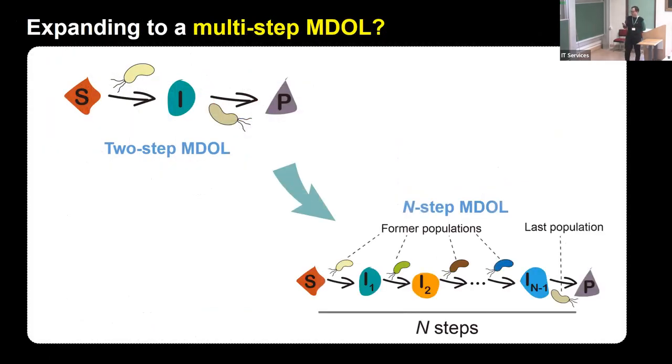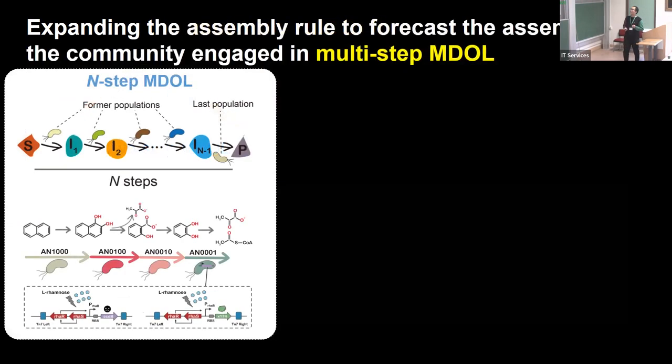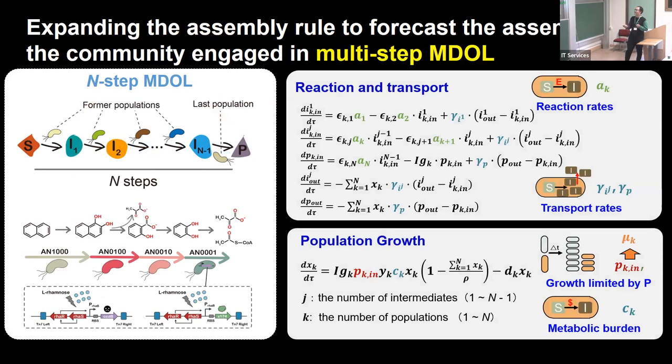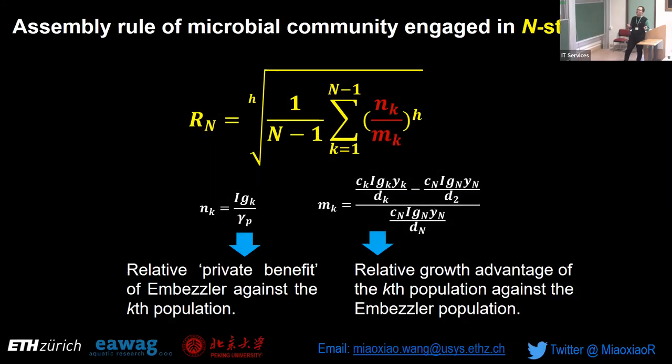With the understanding of the two-step MDR system, we can try to expand this knowledge to understand more complicated MDR systems, where the system can be division of labor within multiple steps. To do that, I also start with a mathematical model, which is more complicated, but the basic parameters are similar to the two-step system. With this model, I can derive another more general formula to describe the assembly of the system. This formula is controlled by two parameters, NK dividing MK.